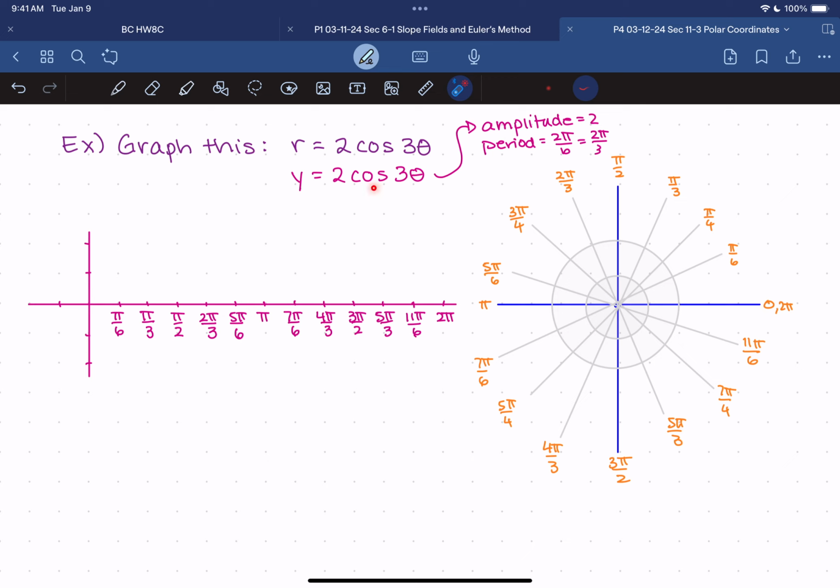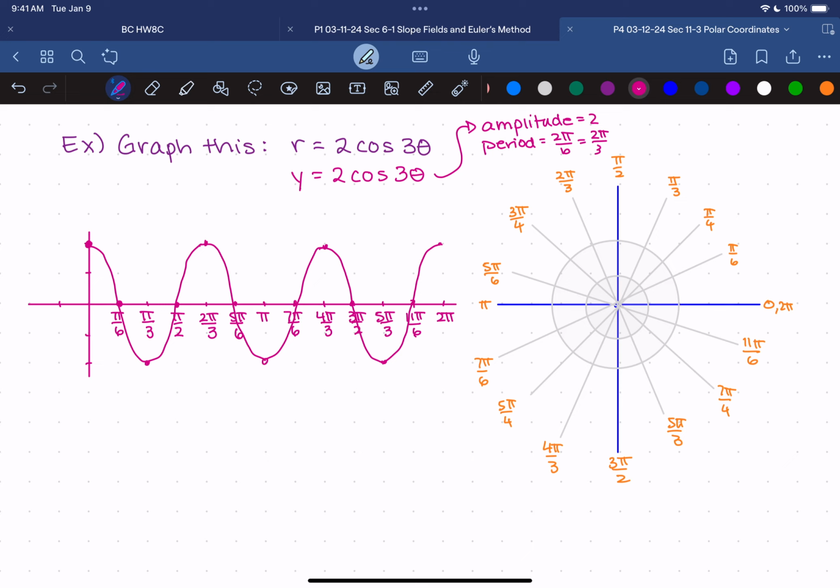Okay, so this is a cosine graph. So cosine will start up at the amplitude, go to 0, go back down, back to 0, up, back to 0, down, back to 0, up, and so on. So it's going to do something like this. And now I have not only a bunch of points that I can use, but I also have what's happening in the graph. So what I mean by that is this.